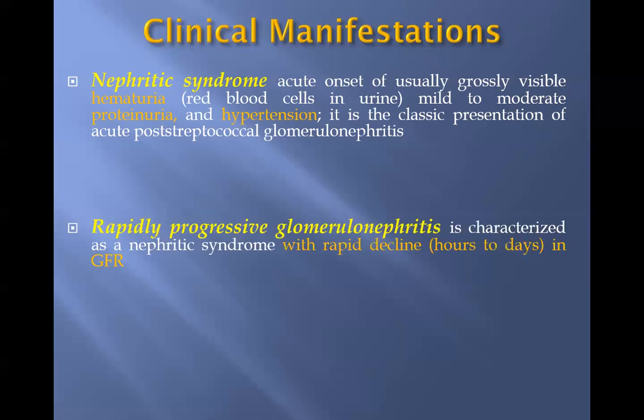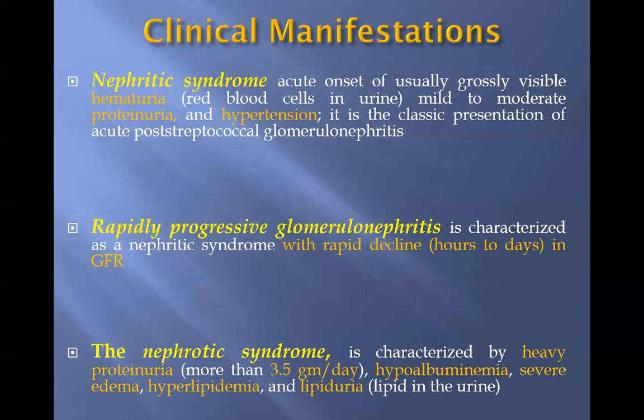Then rapidly progressive glomerulonephritis, when the same thing deteriorates, characterized by nephritic syndrome with a rapid decline in the GFR, rapid decline, which is hours to days. Suddenly you see that blood urea nitrogen is increasing and the patient is developing uremia. So this is rapidly progressive. And this is also seen in certain types of glomerulonephritis. We'll see that today.